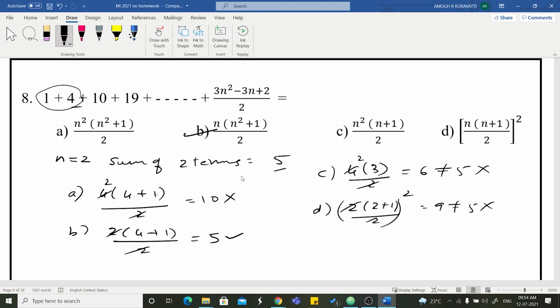You need not do it step wise. Just take n is equal to 1, n is equal to 2. If you take n is equal to 3, what should be the answer? Sum of 3 terms: 10 plus 4, 14 plus 1, 15. Substituting n value 3, in which option does 15 come? That is the right option. So here option B. I hope it is clear, students.